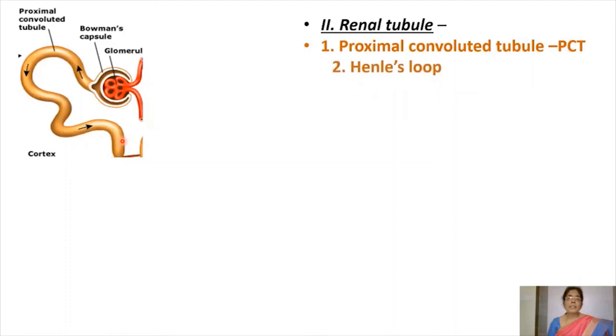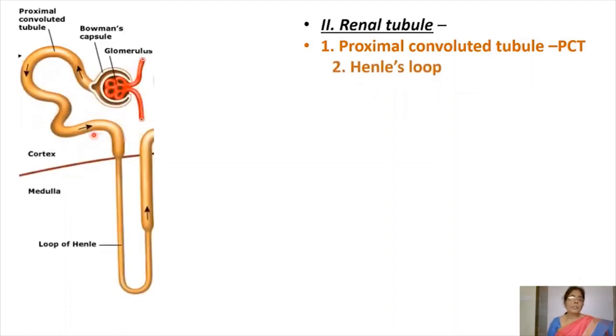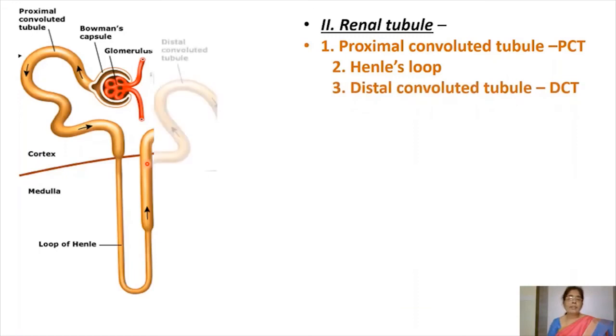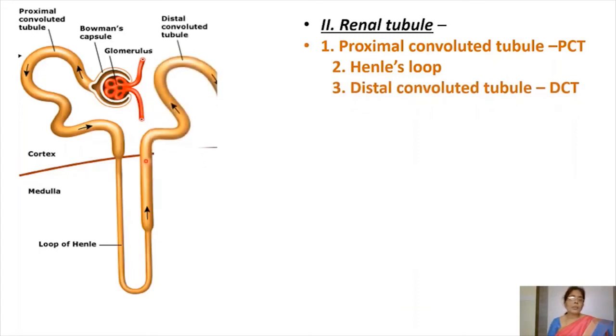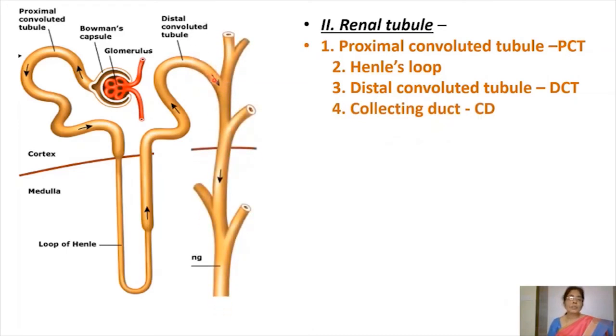And the second part is Henle's loop. This PCT opens into the U-shaped Henle's loop. And the third one is the distal convoluted tubule. Henle's loop continues into the distal convoluted tubule. And the fourth part is the collecting duct. The distal convoluted tubule opens into the collecting duct. These are the four main parts of the renal tubule. Now we will discuss the structure of each and every part of the renal tubule.